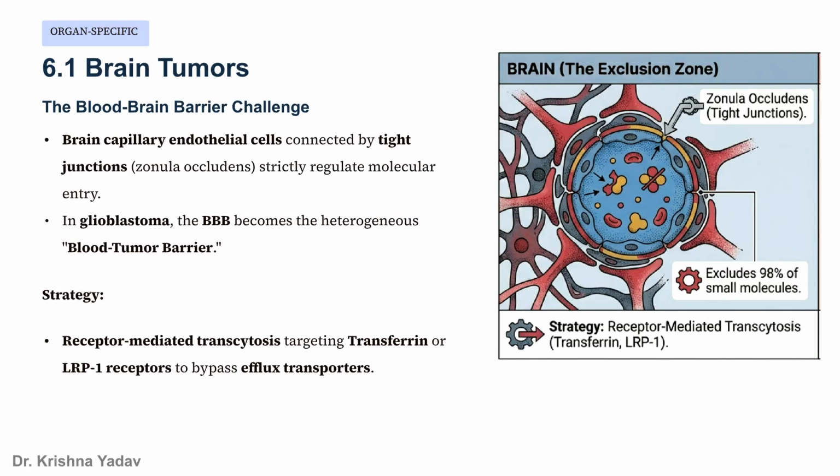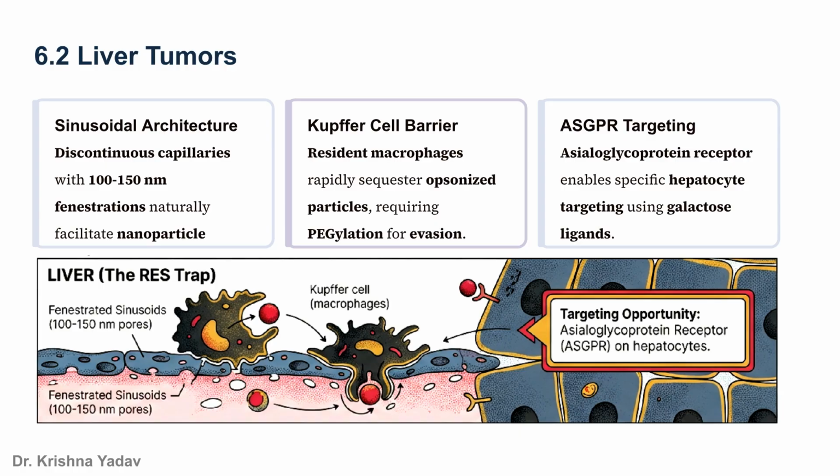Brain tumors are protected by the blood-brain barrier, where tight junctions strictly regulate molecular entry. Strategies involve receptor-mediated transcytosis, such as targeting transferrin or LRP1 receptors to bypass efflux transporters. Liver tumors present the Kupffer-cell barrier, where resident macrophages sequester foreign particles. Strategies include pegylation for evasion, or ASGPR targeting using galactose ligands for specific hepatocyte uptake.